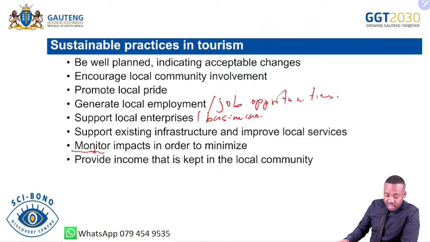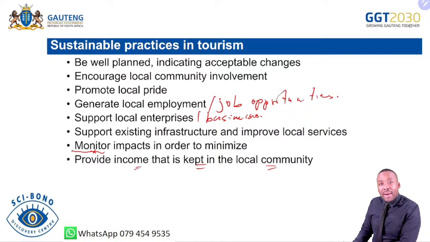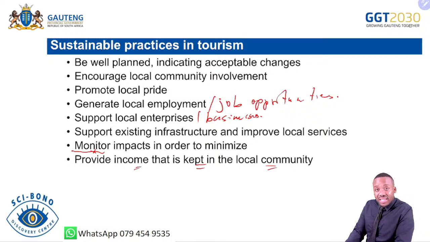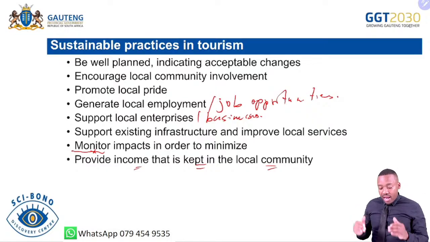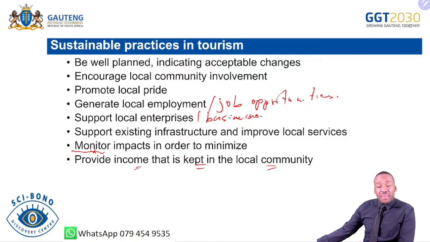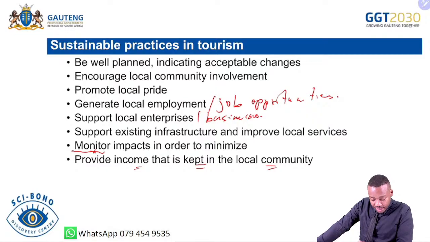Sustainable tourism practices also include what? The provision of income that is kept in the local what? Community. So how can this happen? Remember, when we are talking about providing what? Income, it is in terms of all those locals who are going to be employed due to tourism. So we are saying that income that is generated from the tourists, there must not be leakages. It has to benefit what? The locals where the tourism business or the tourism attraction is located.